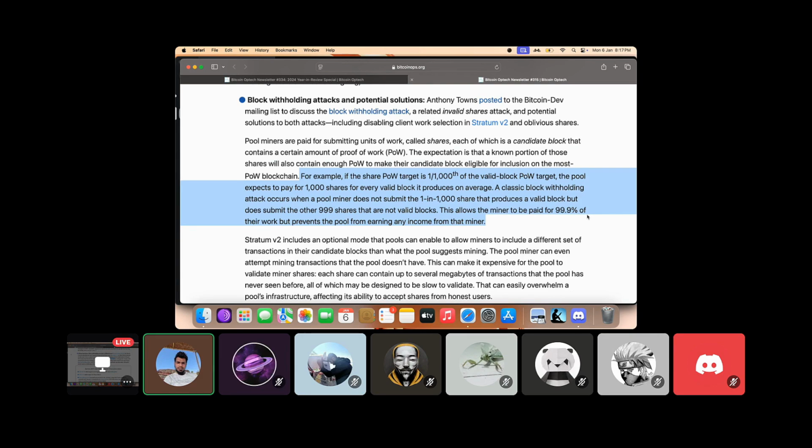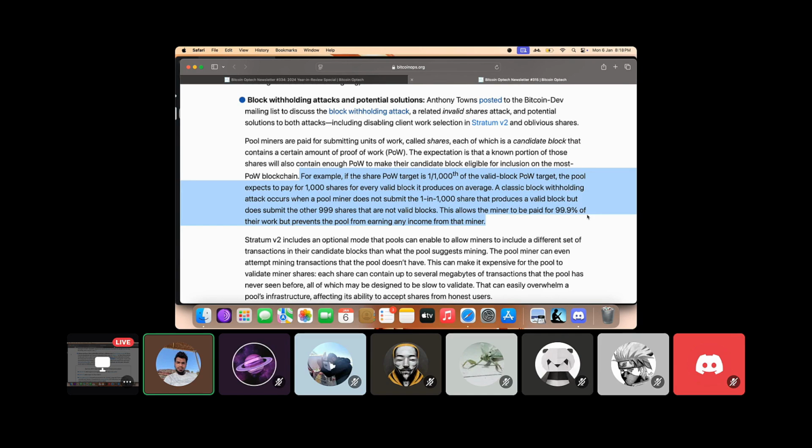Now, let us remember that the pool will only get paid when the miner finds a valid block. So if the difficulty level is 1,000, and the miner mines a block that has a difficulty of 1, the miner gets paid, but the pool does not get paid. If the miner mines a block of difficulty 100, the miner gets paid, but the pool does not. If difficulty 500, the miner gets paid, but the pool does not. If difficulty 999, still the miner gets paid, but the pool does not get paid. It is only when the miner mines a block of difficulty 1,000 and above that the miner and the pool both get paid.